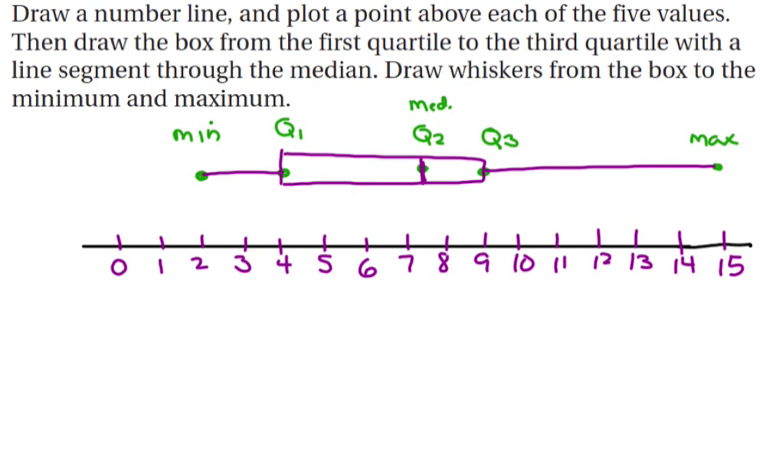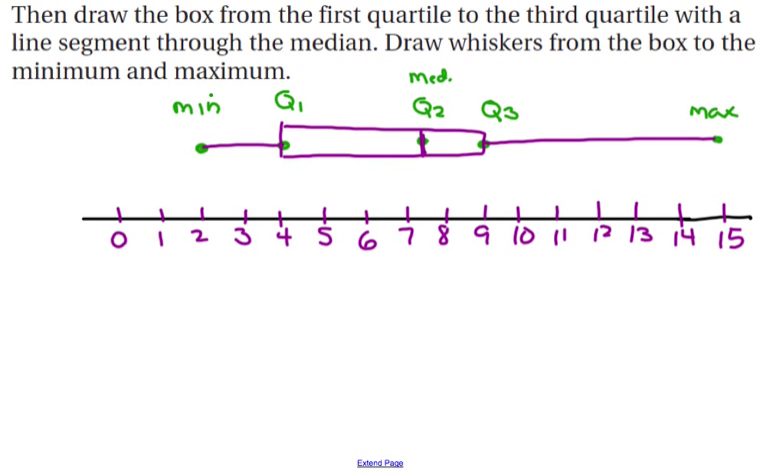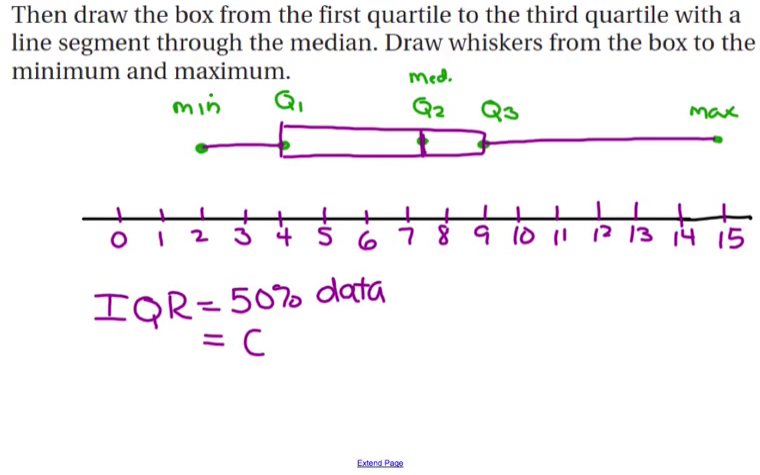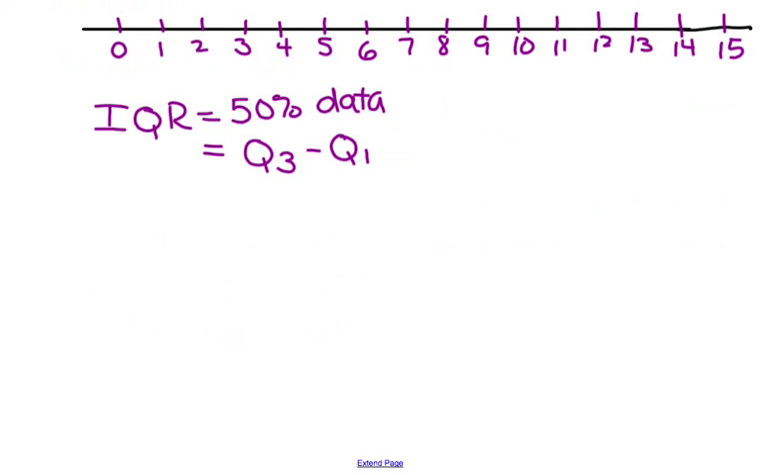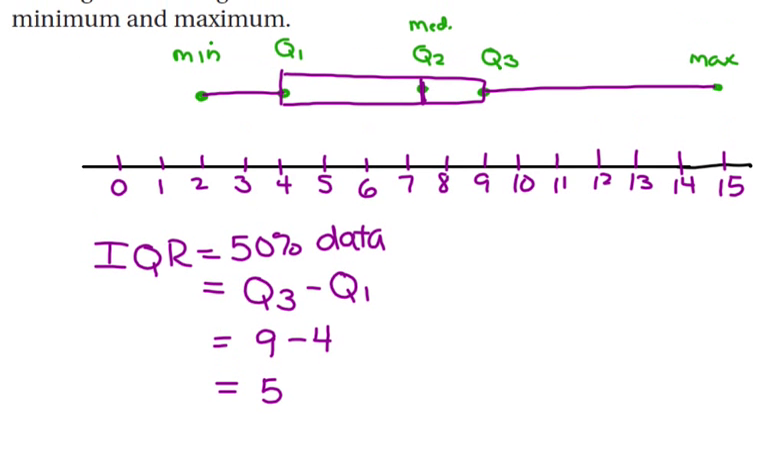Now let's find the IQR, which represents 50% of the data. How you find that is you take quartile 3 minus quartile 1. So quartile 3 was 9, and quartile 1 was 4. So 9 minus 4 is 5. So the interquartile range is a length of 5.